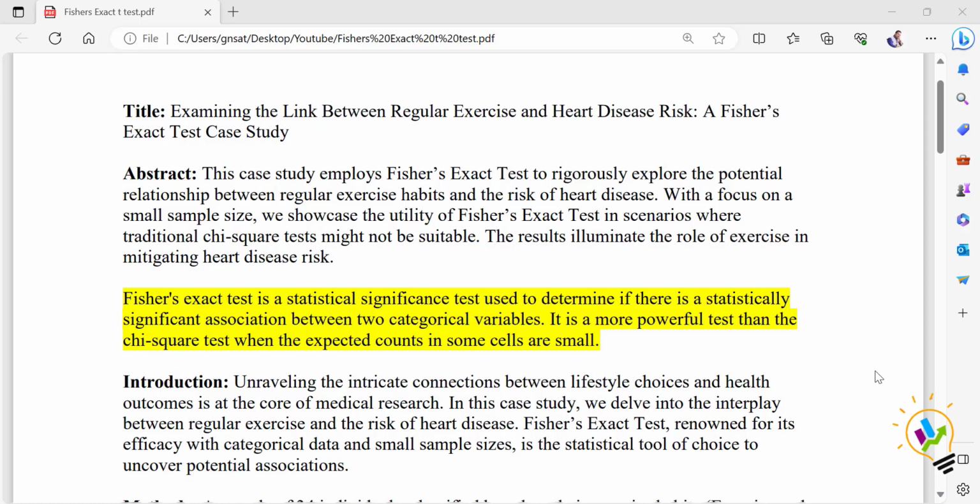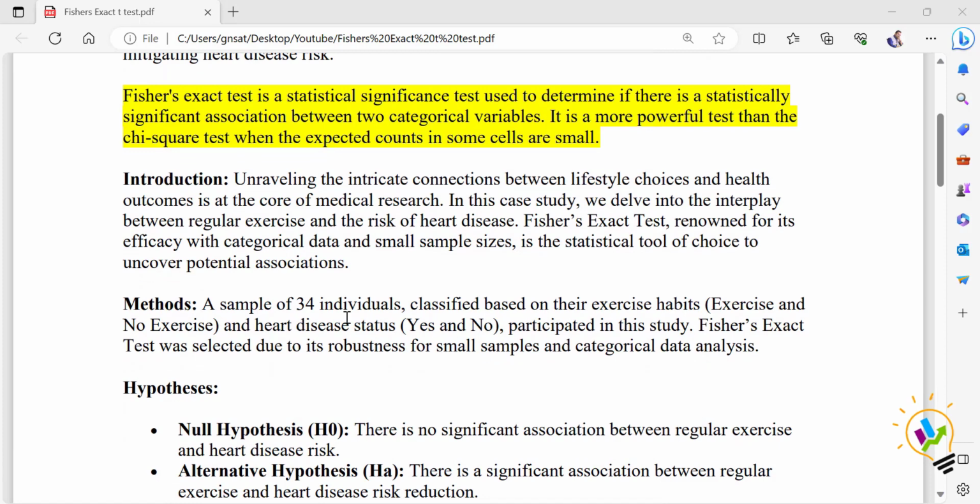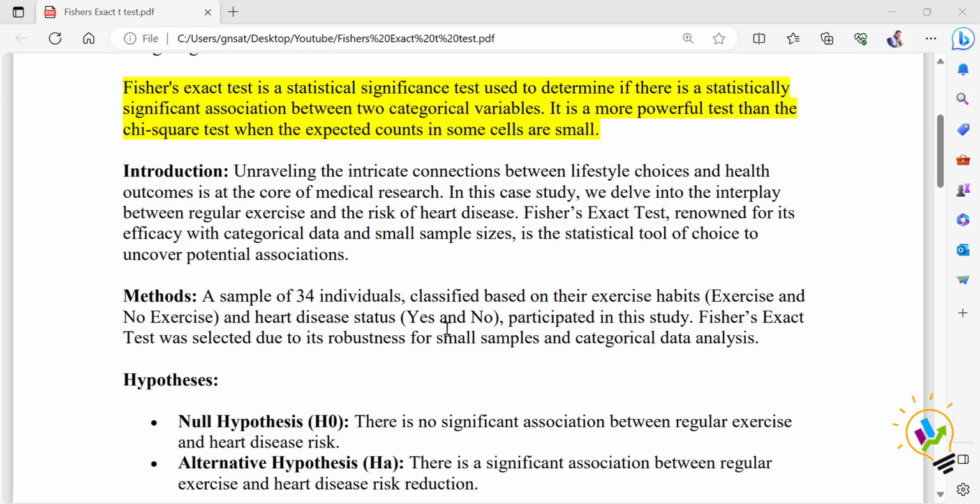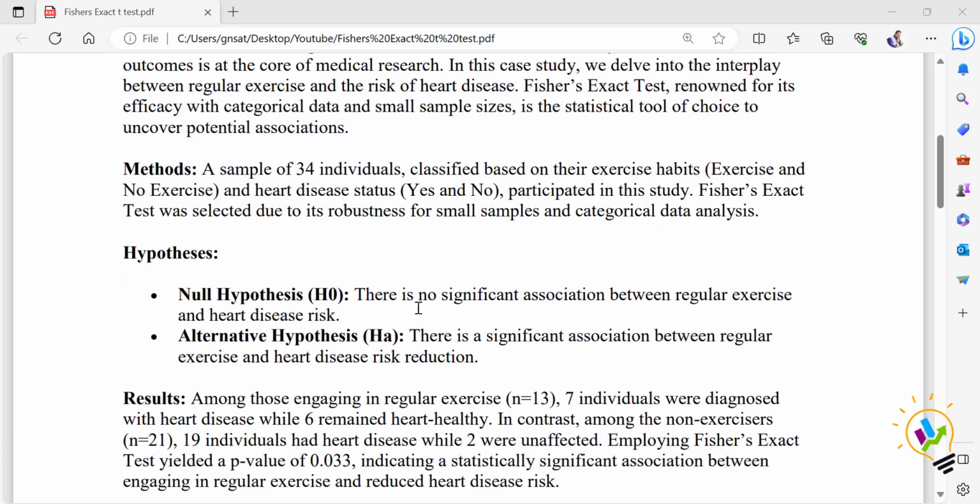Now I'm going to use a database and we are going to find the relationship between exercise and heart disease. The database which I am going to show contains 34 individuals, and they have classified exercise habits as regular exercise and not doing regular exercise, and heart disease as yes, they have heart disease, and no, they don't have heart disease. The null hypothesis we are going to keep is there is no significant association between regular exercise and heart disease. The alternate hypothesis is there is a significant association between regular exercise and heart disease.